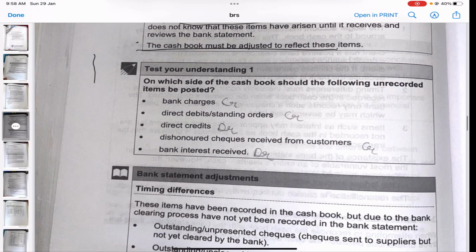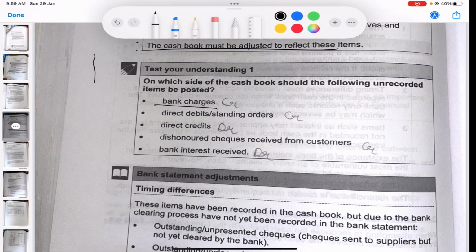Okay, let's do the test understanding 1. On which side of the cash book should the following unrecorded items be posted? So if something is increasing the cash, we will debit it. If something is decreasing the cash, we will credit it. Then we'll discuss.